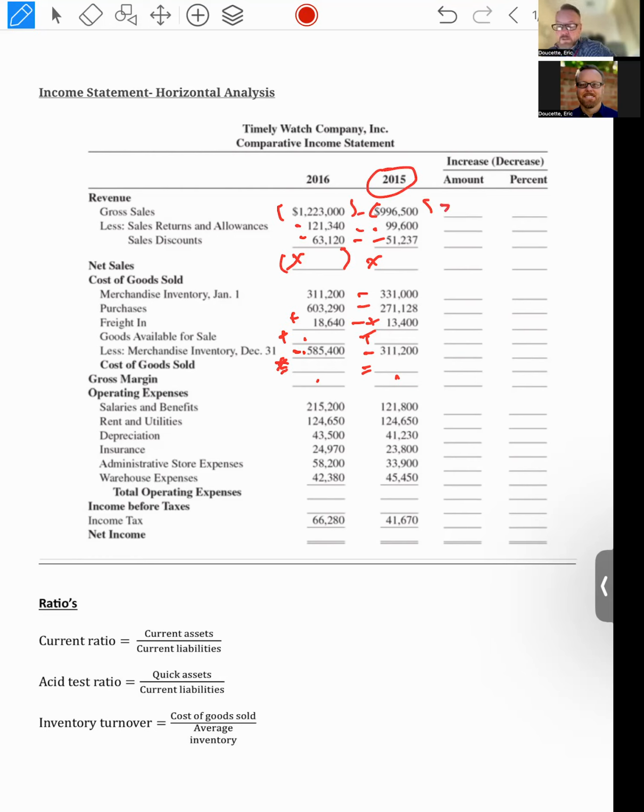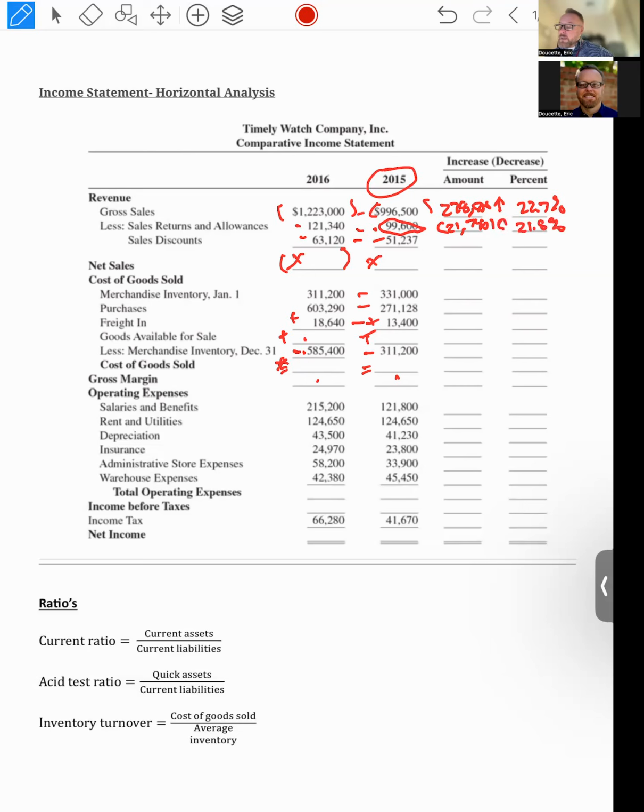This comes out to 228,500 difference, right? And that comes out to a 22.7% difference between 2015 and 2016. In this case, it's an increase, right? So again, the next category, less revenue, less returns and allowances. So the difference between 121,340 and 99,600 is 21,740. And that is divide this number by this number. That's going to give me my percentage of 21.8% change. And that again is an increase.